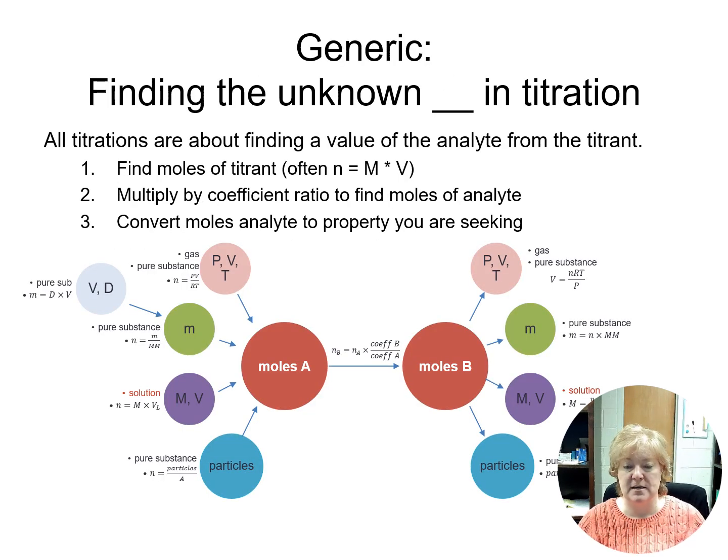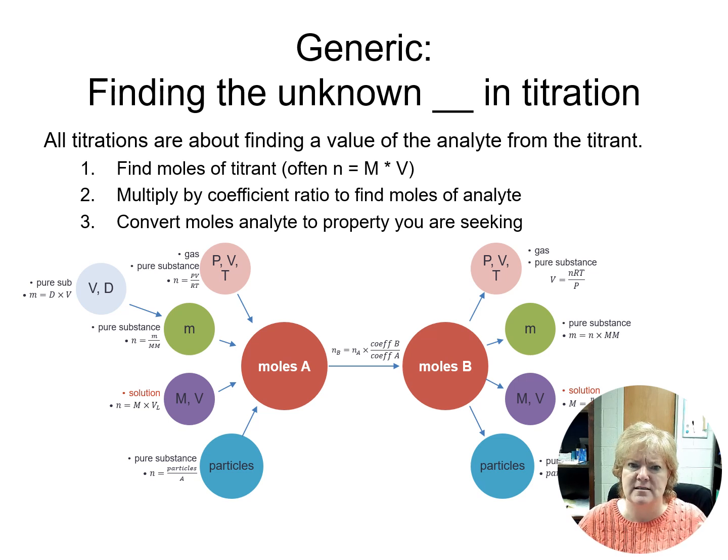All right, generically speaking, the task of titration is, I know something about the titrant, tell me some property about the analyte. So it's always going to be these same 3 steps. We know about the titrant, so find how many moles of titrant we have. Almost always, if we're dealing with titration and burettes and it's a solution, it's going to be molarity times volume. So pretty much step 1 is molarity times volume of the thing that I know the molarity of. And then we're going to multiply that by the coefficient ratio of the reaction to figure out how many moles of the other thing I'm interested in, the analyte.